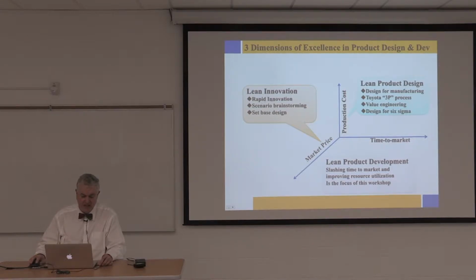And lean innovation for market is rapid innovation, scenario brainstorming, and set-based design. We're going to talk about that. And I'm going to give you an example of this set-based design that Toyota used. It also can be called rules-based engineering, where you follow a strict set of rules that are based on best practices, and you answer those rules about the product, characteristics, functionality, etc.